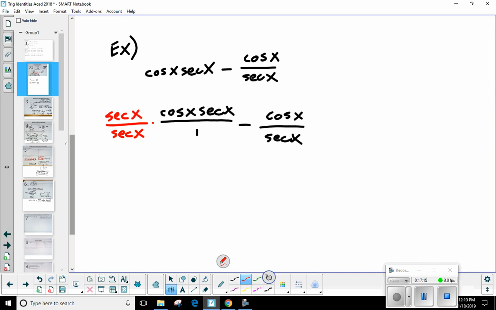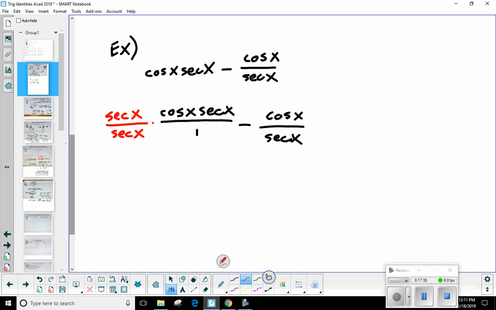Okay? Because think about it. What is secant divided by secant? It's 1, right? What happens when you multiply 1 times anything? It stays the same. So see, whatever value cosine times secant has, well, we know it's 1. I don't want to change that. I just want to change the way he looks so that I can perform this operation.